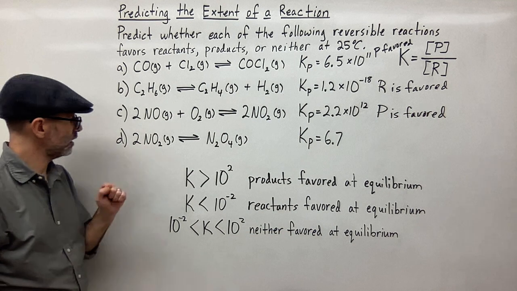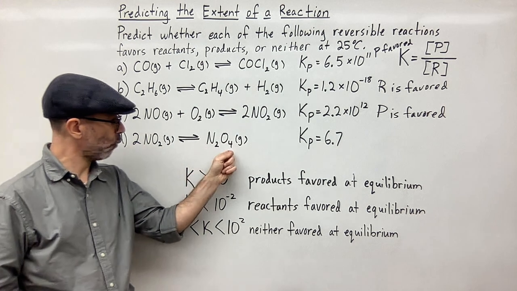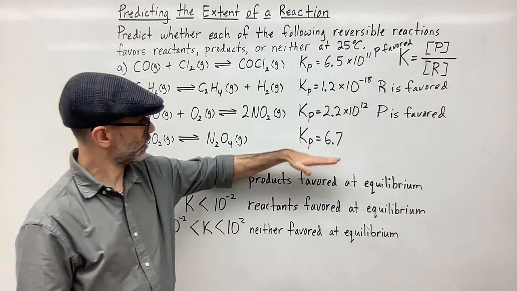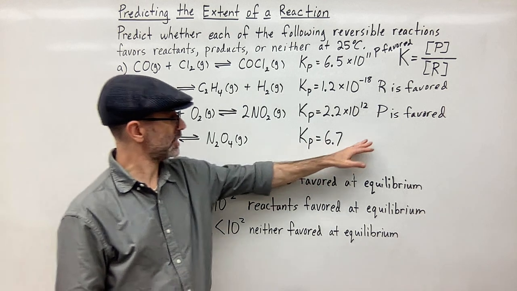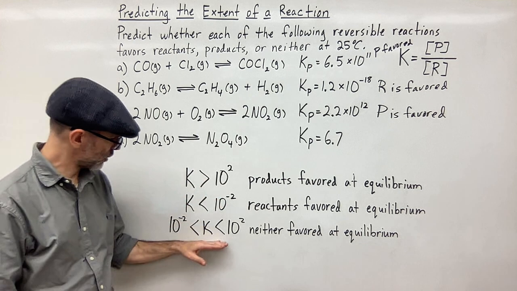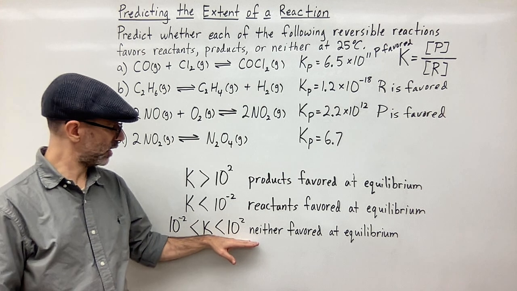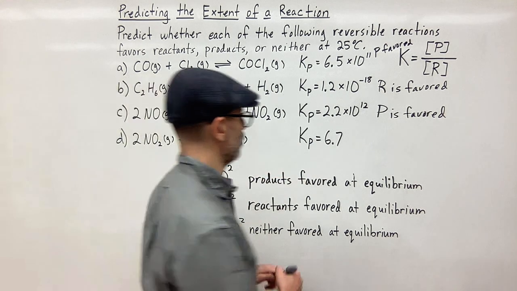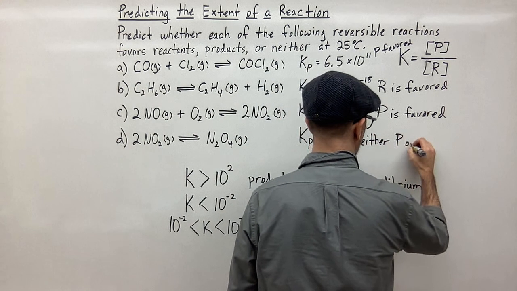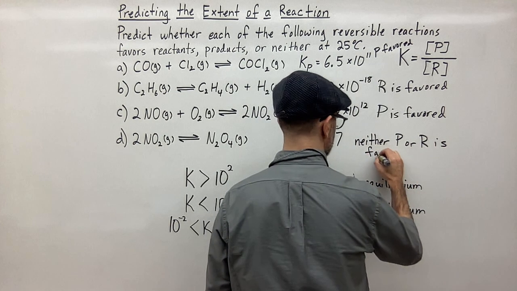And finally, we have D, 2NO2 gas. These two react together to form N2O4 gas. And so here we have kind of a synthesis reaction going on. And here the Kp value is 6.7. There's no times 10, it's just 6.7. And so that's really close to 1. It falls in the range of being greater than 1/100th, but less than 100. So that means that for this, neither is favored. So neither P nor R, neither product nor reactant is favored.